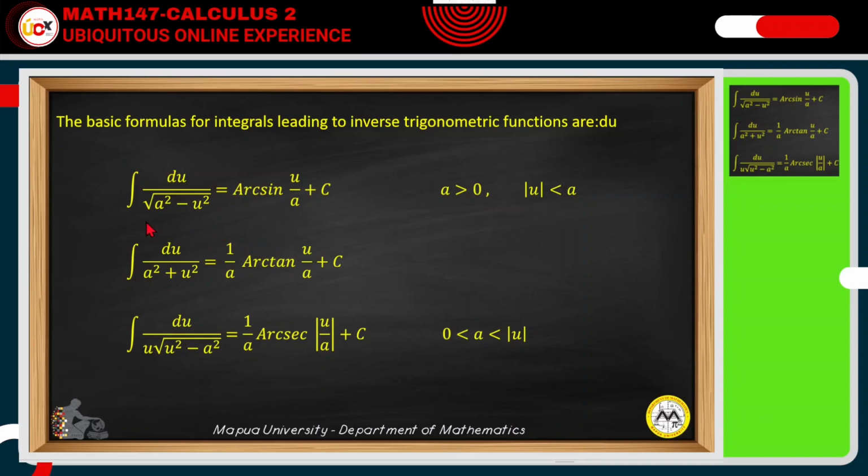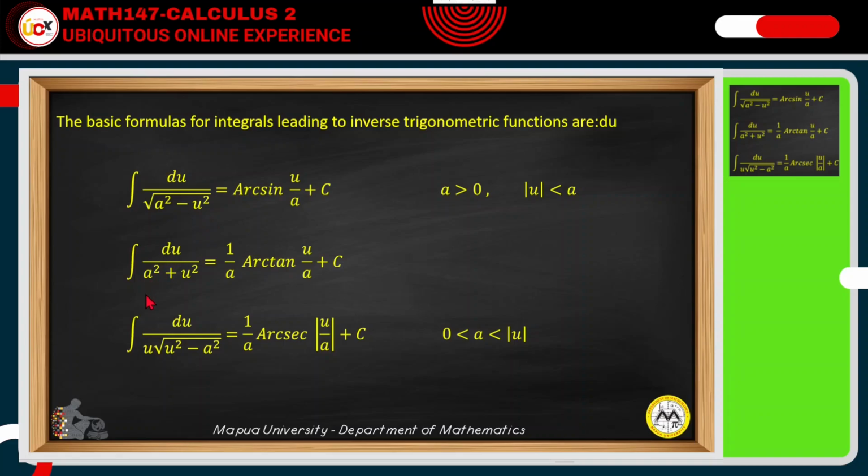So the first formula is the integral of du over the square root of a squared minus u squared. So this is equal to arc sine of u over a plus the constant c, where a is greater than 0 or positive and the absolute value of u is less than a. So take note of the denominator now when using this formula. This contains a radical sign and the radicand is of the form a squared minus u squared.